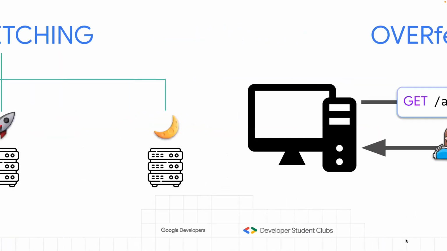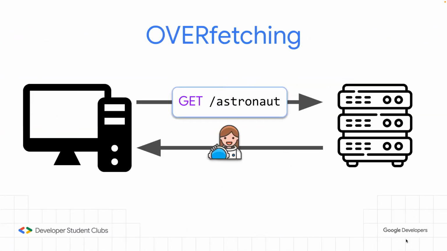The next problem that we face is overfetching, which is, say we only want the name of the astronaut and their date of birth. In a typical REST API, you're going to receive the entire package. You're going to receive all the data, just like we did with the weather, instead of just the one that we want.